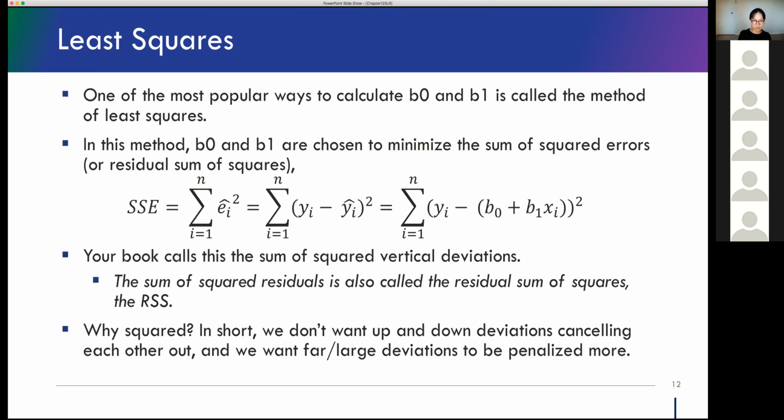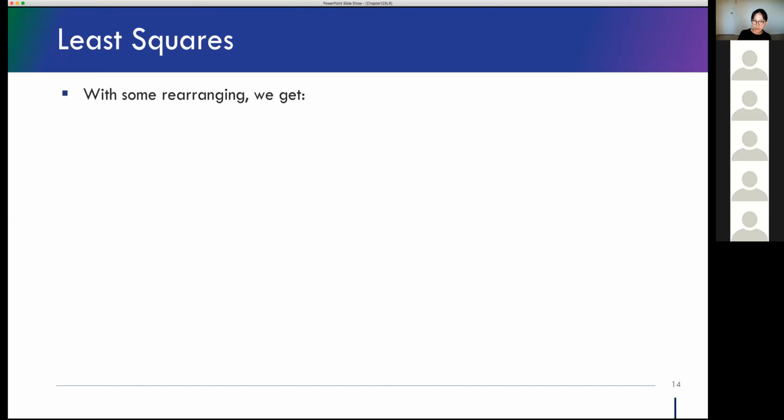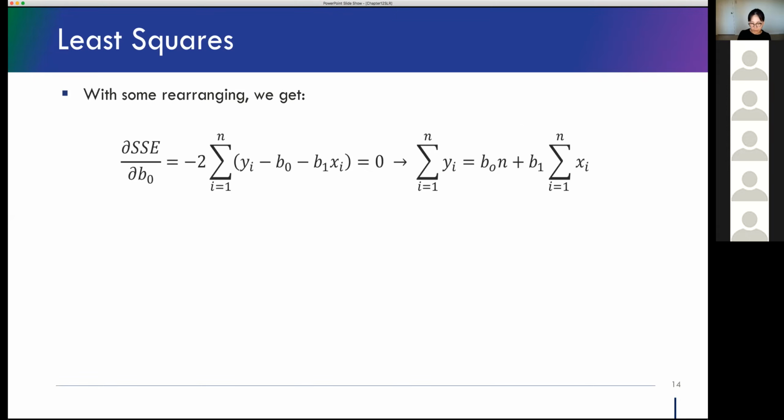You get this SSE, or RSS, like this. We take the partial derivatives, set them to 0, and solve the equations for the estimates.